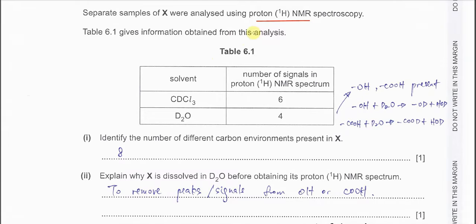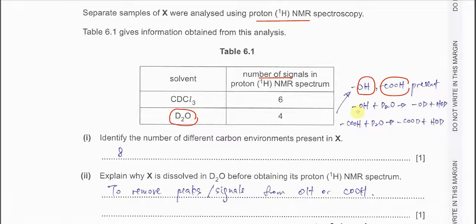And after the analysis, these are the numbers of signals produced. With the deuterated solvent, it forms 6 signals. With D2O as a solvent, suddenly now it's fewer. Now it becomes 4. It means in the X, it might be the OH group or the COOH group in there, because it might undergo proton exchange with D2O.